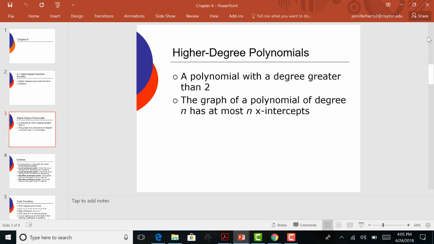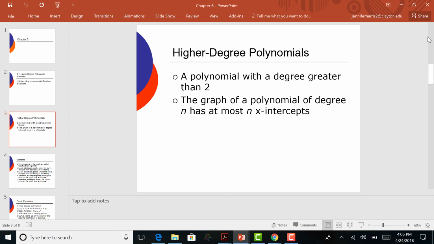X-intercepts is where it crosses the what? Where it crosses the x-axis. So it could cross the x-axis up to 3 times for the cubic function, and it could cross the x-axis up to 4 times for the quartic function. That's all that they're asking there. How many could it do? Yes. What does the n represent again? The degree. Okay, just the degree. I was just showing you that in the slide it used n for the degree. Okay.